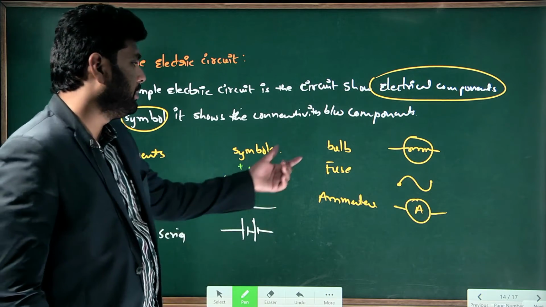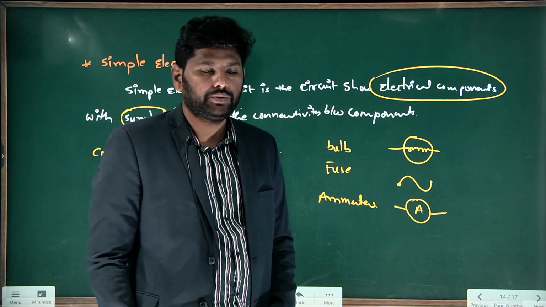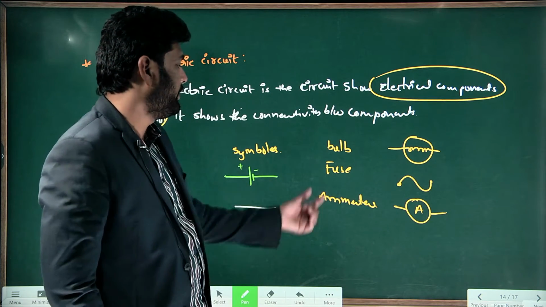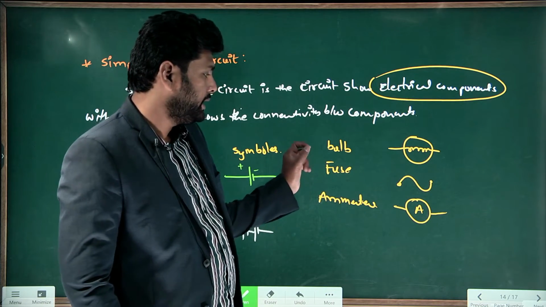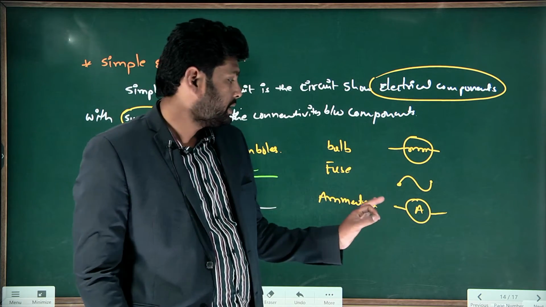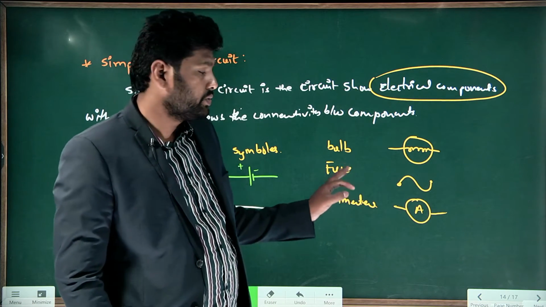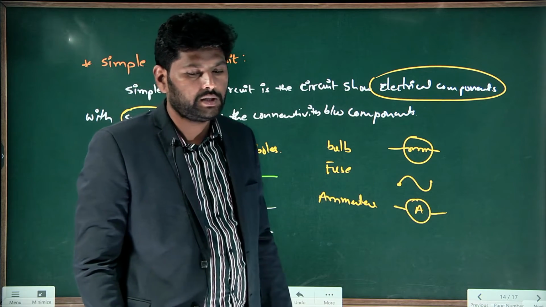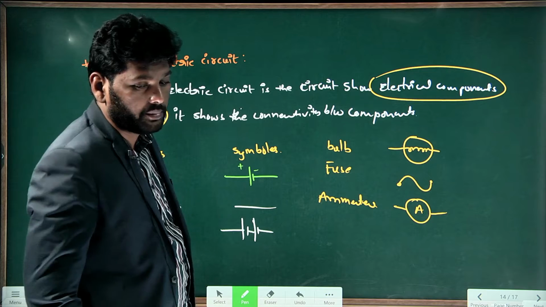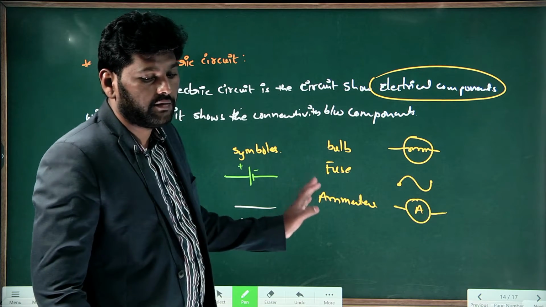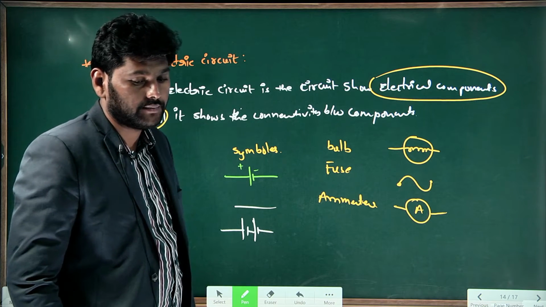Next, the bulb is an electrical component which gives light to the surroundings. Next, the fuse is a device used for safety, to overcome overload situations. Next, the ammeter is a device used to measure the electric current through the conductor.